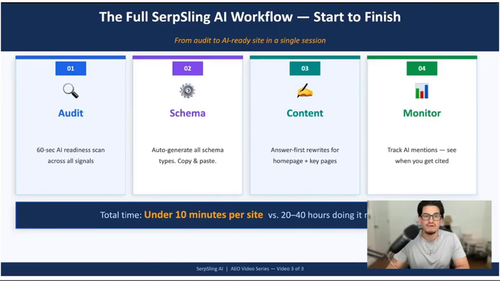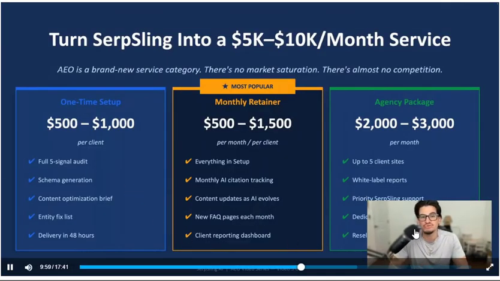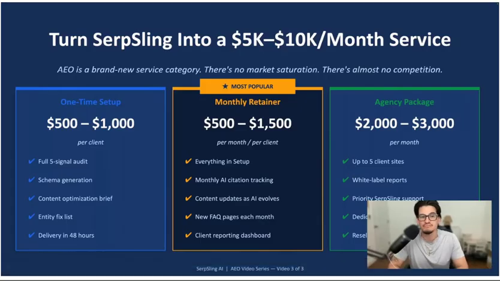Okay, so right now there's a huge opportunity for you to use SERPsting and turn it into a $5,000 to $10,000 per month service. This is a brand new service category. There's no market saturation right now, and there's almost no competition. These are just some of the pricing options you can have for these services. You can have a one-time setup for $500 to $1,000 per client. It can be a full 5-signal audit, schema generation, content optimization brief, entity fix list, and delivery in 48 hours. You can do that as just a one-time fix.